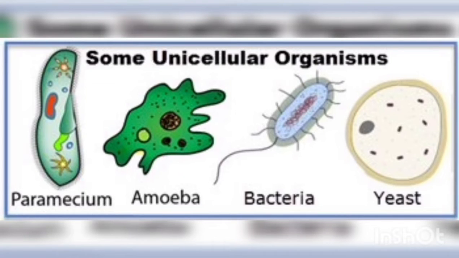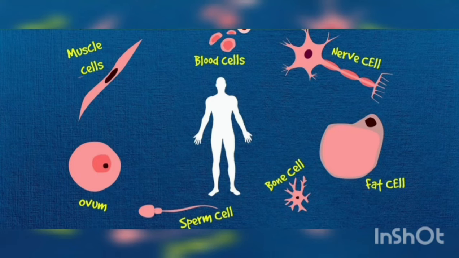Cells are the building blocks of living things, just as bricks are the building blocks of a house. Certain organisms that have only one cell are called unicellular organisms. Example: amoeba, euglena, bacteria, paramecium, etc. Some organisms are made up of many cells and are called multicellular organisms. Multicellular organisms are made up of different types of cells.